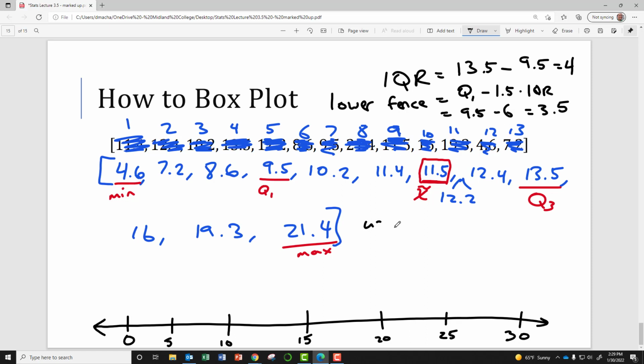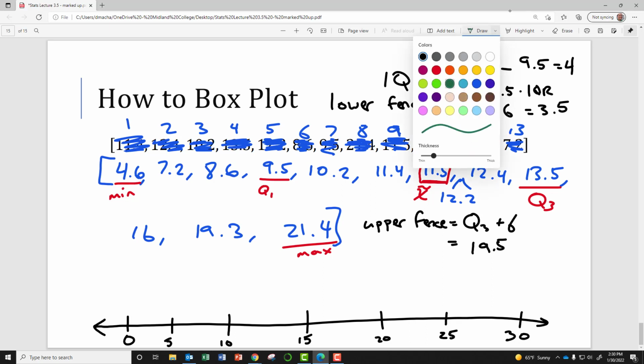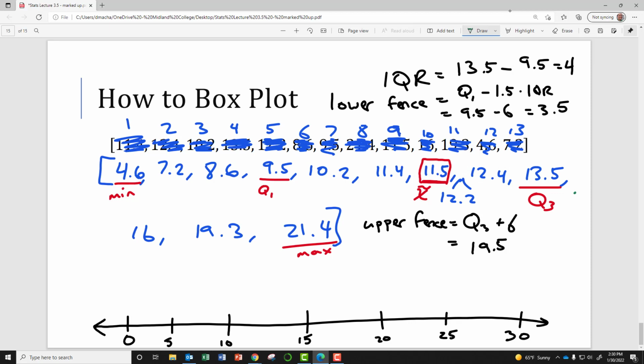The upper fence is similar, third quartile plus 6, because it would be plus 1.5 times the IQR. And so that's going to be 13.5 plus 6, that's going to be 19.5 for my upper fence here. Make sure you're following along with these examples and doing them yourself so you understand what you were doing here.